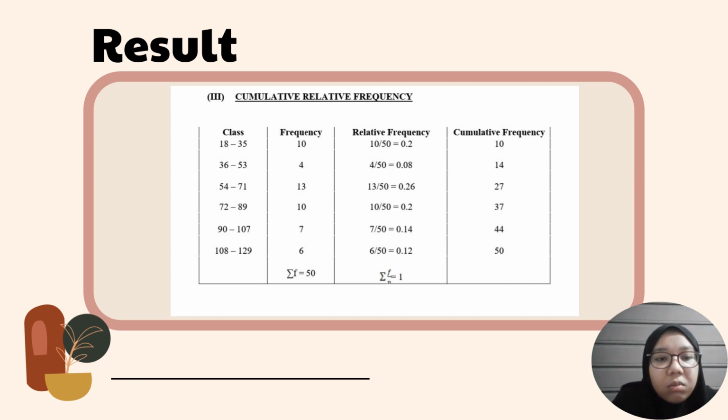Therefore, class 1 we get 10, second class we get 40, the third class we get 27, for the fourth class we get 57, for the fifth class we get 44. Last but not least, the cumulative frequency answer is equal to the sample size, which is 50.